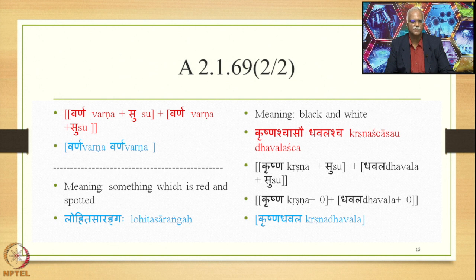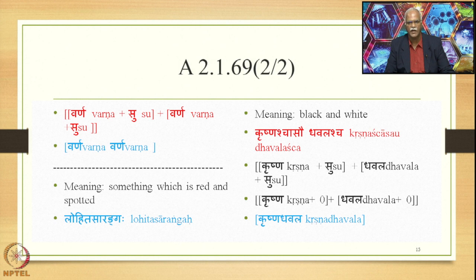So the point is, if you have Varna plus Su as the Purvapada and Varna plus Su as the Uttarapada, the output that one gets is Varna and Varna as the compound output. So now if we have the meaning, something which is red and spotted, namely Lohita and Saranga, they both refer to one and the same entity, even though the meanings are different. So there is co-referentiality, and so the compound process takes place and we get the form Lohita Sarangaha.